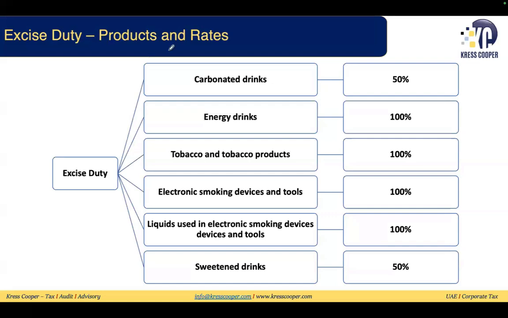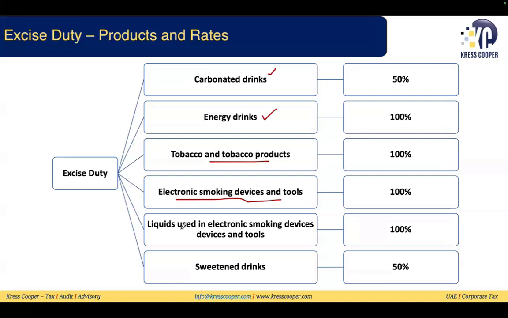These goods are carbonated drinks. We'll discuss the carbonated drinks. Energy drinks, tobacco and tobacco products, electronic smoking devices and tools, liquid used in the electronic smoking devices and tools, and sweetened drinks. These products are subject to excise duty. Any other product is not subject to excise duty, and excise duty is not applicable on any services in the UAE. So these are the only products, if handled by the four parties that were discussed earlier, then excise duty will be applicable. Otherwise, excise duty will not be applicable.